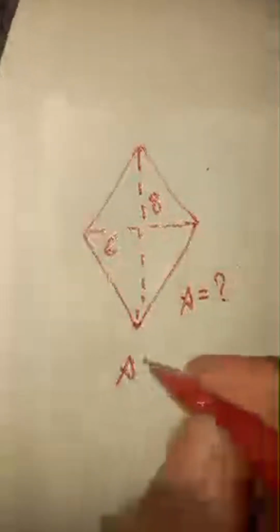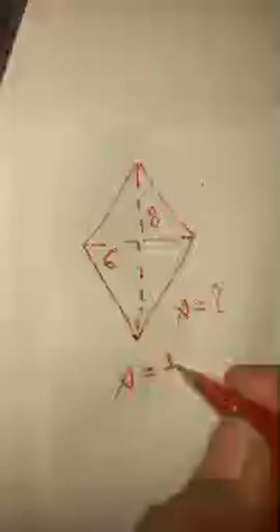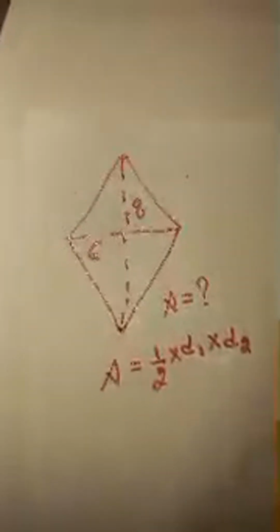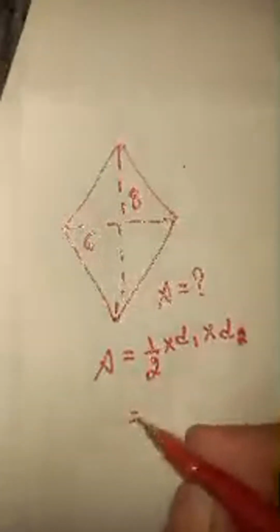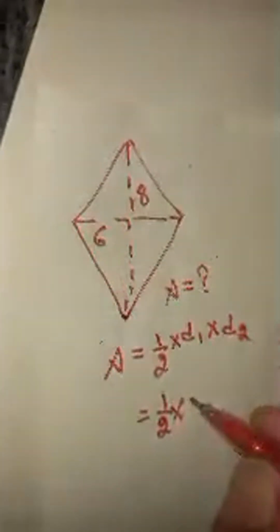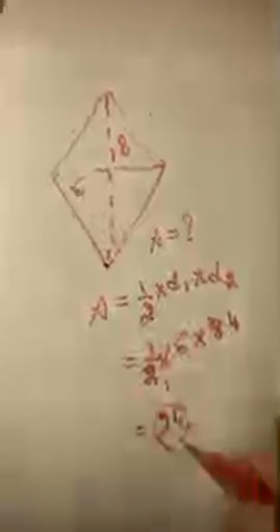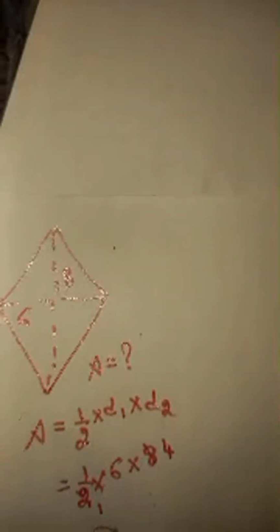You can find the area of the rhombus as half times diagonal 1 times diagonal 2. Now you can do it. Half times, this is diagonal 1, which is 6 units, times diagonal 2, which is 8 units. You can divide the denominator by 4. 4 times 6 is 24. 24 square units is the area of this rhombus.